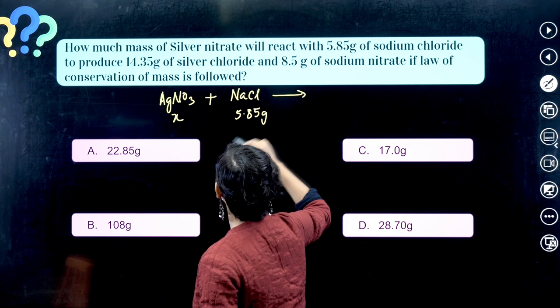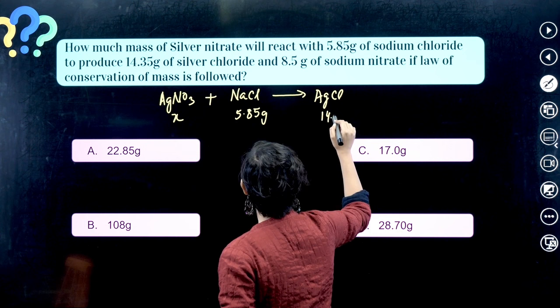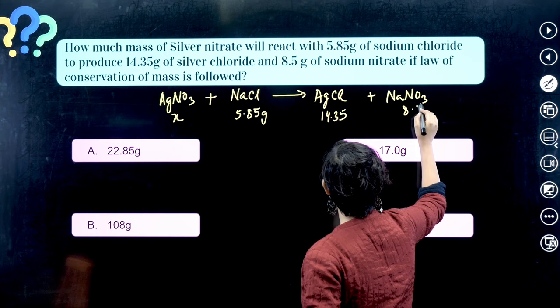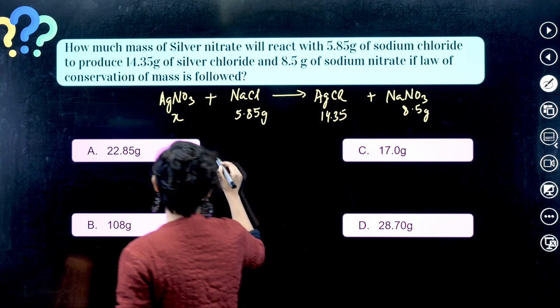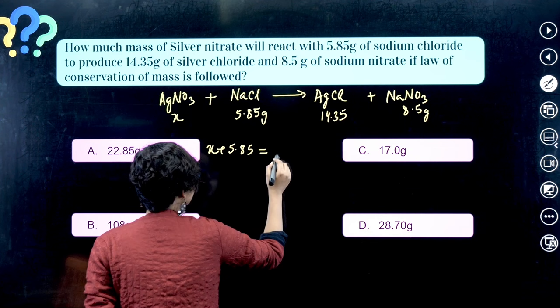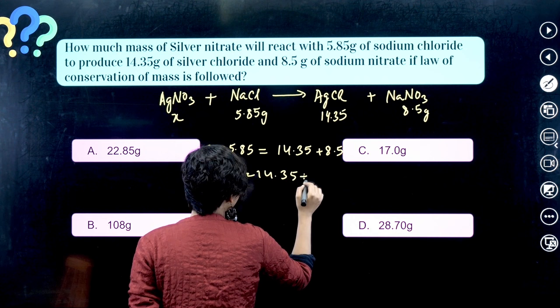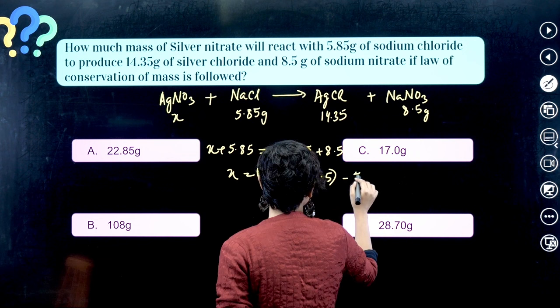So AgCl, that is 14.35 gram, plus what are you getting? You are getting sodium nitrate, NaNO3, 8.5 gram. So basically what you are going to get is X plus 5.85 is equal to 14.35 plus 8.5. All you have to do is X is equal to 14.35 plus 8.5 minus 5.85. So you calculate this, how much will it be?